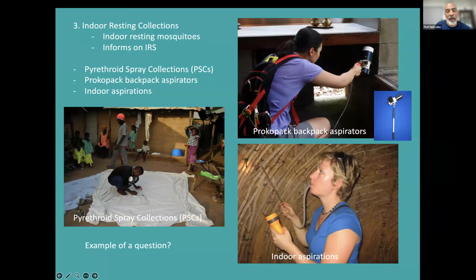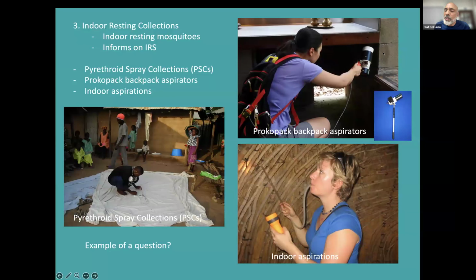Another method, another indoor resting collection is the Prokopack backpack aspirators. And this is basically a vacuum cleaner, a vacuum sort of machine that you have on your back, and a little device over here where you can just hold and suck up all the mosquitoes. And here it is with an extension so you can go up high walls, like high up on the wall or near the roof. You can do this every hour.